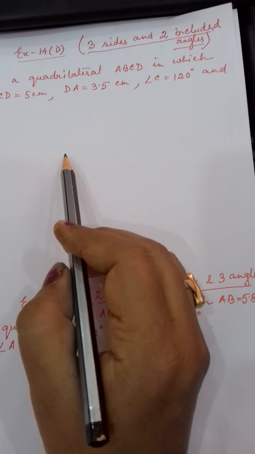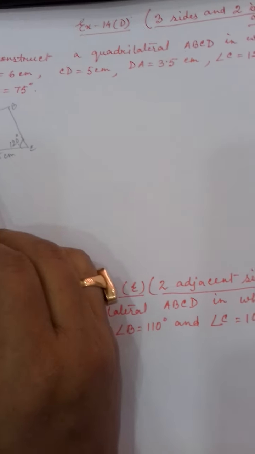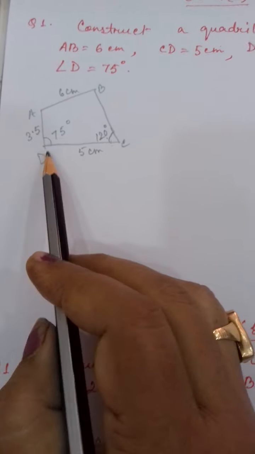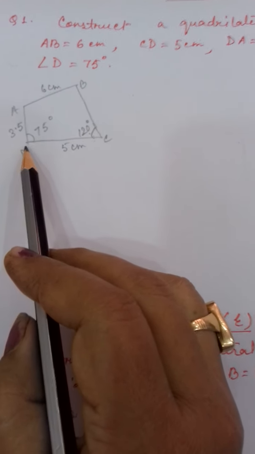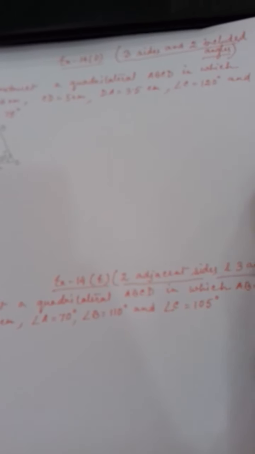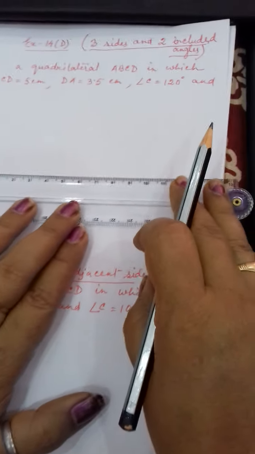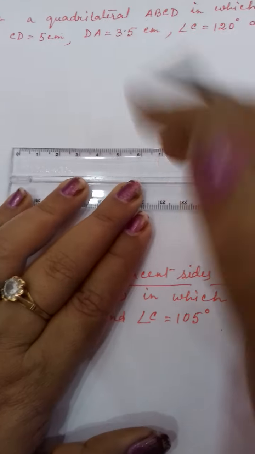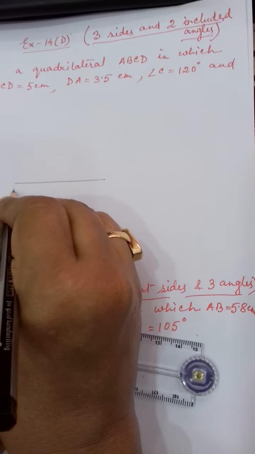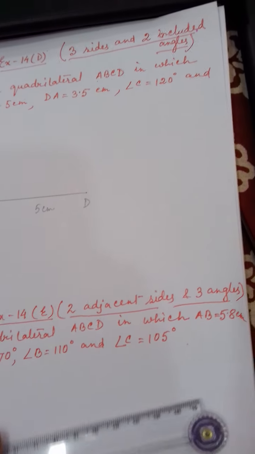Now in this type of quadrilateral, what will you do? You will consider that line segment as the baseline where the endpoints have the angles. Clear or not? Here angle C and angle D are given to you on line segment CD. So you consider CD as the baseline. Now CD is given as 5 centimeter. Five centimeter. Now you construct the angles.